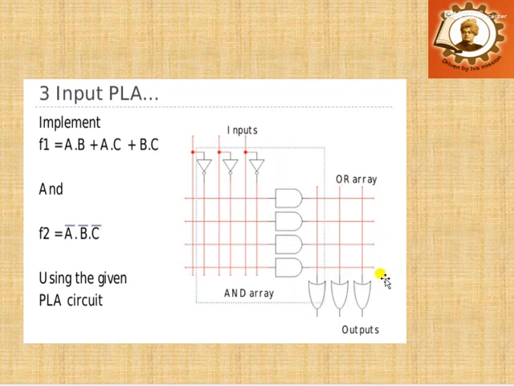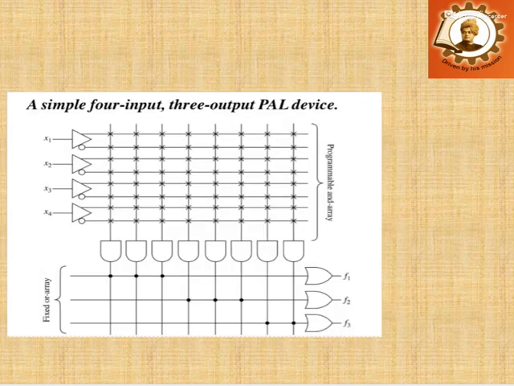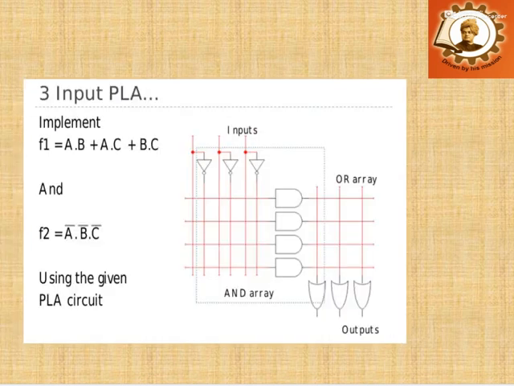Make the connectivity for this operation on a 3 input PLA. Here A, B and C are connected, and from the inverter outputs you get A bar, B bar and C bar. According to the Boolean expression, you make the connection by using a cross symbol here. A cross represents a connection. If you don't put any cross, that means there is no connection. At the output you will get the expression according to your connections.